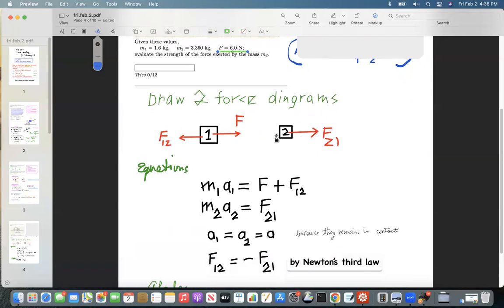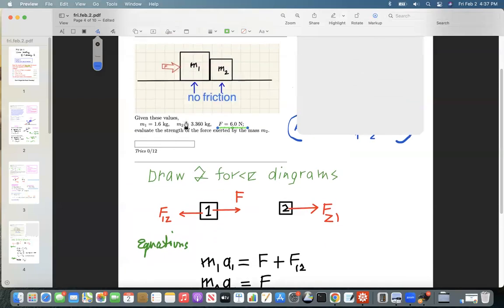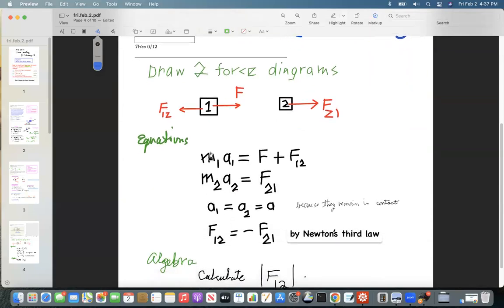What about Newton's second law for this block? M2A2 will be F21. Now, what about... okay, so I have two equations, but I have numerous unknowns. The unknowns are F12, F21, A1, and A2. M1 and M2, those are given. F, that's given. What's not given is A1, A2, F12, F21. So I have to have some more equations besides these.